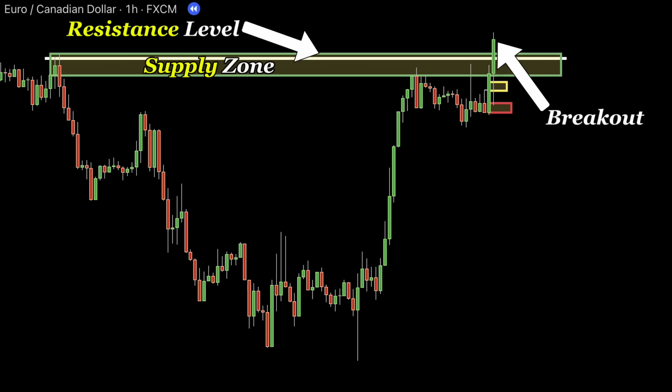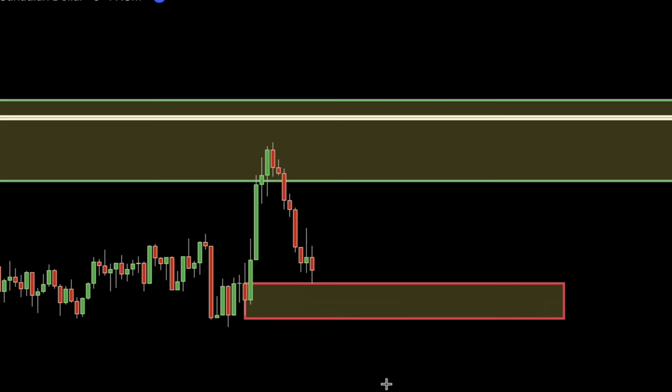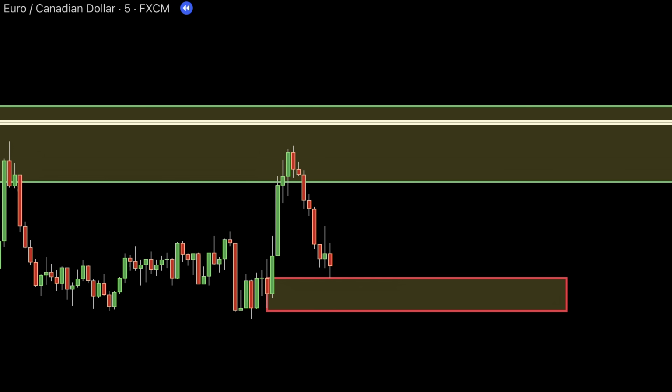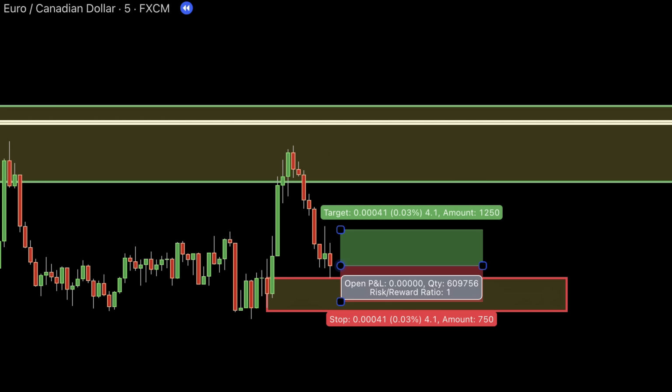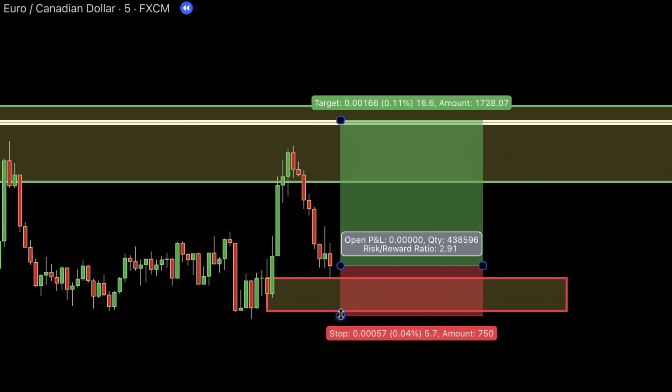With levels now defined on both timeframes, we return to the 5-minute chart to structure the trade. We wait for price to pull back into the order block and confirm rejection before executing the entry. The stop loss is placed just below the order block, keeping it protected and logical. For the target, we aim for the next key resistance level identified on the hourly chart.